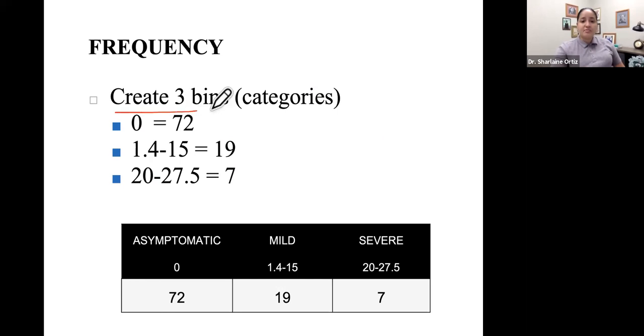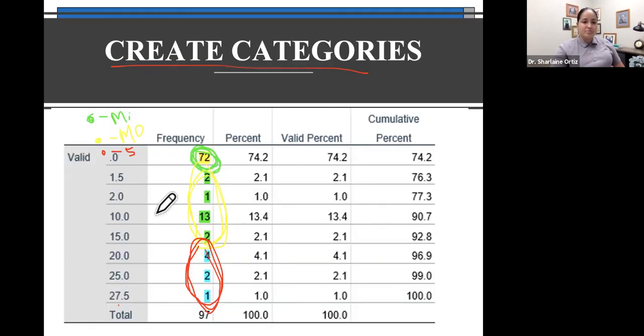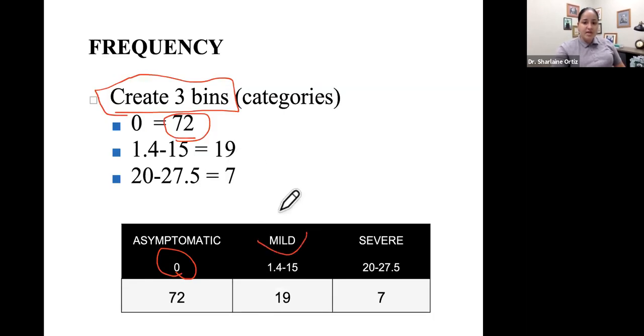Now that I created those 3 bins, right? Notice that for my first category, no symptoms whatsoever, is completely asymptomatic. So this is going to be my green category. Notice that range of scores, right? If we go to our previous slide, it was about 72 participants. Now, when we're moving to that mild to moderate range, we're seeing that about 19 of those children had a score between 1.4 and 15, which would put me in the mild range.